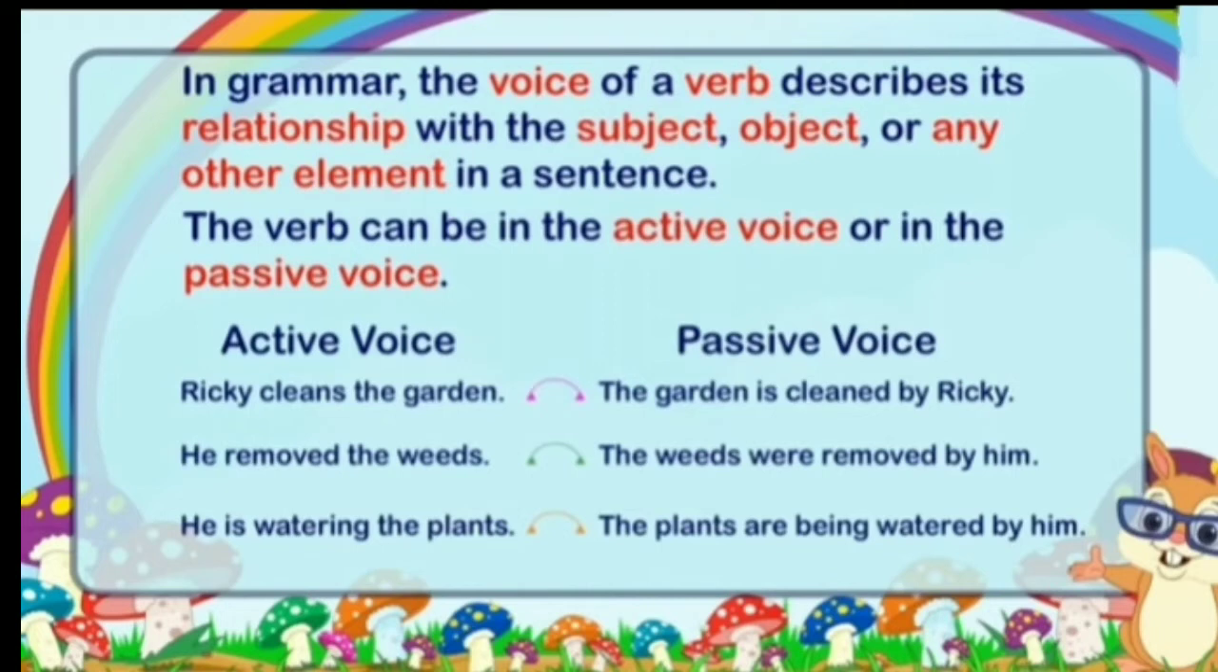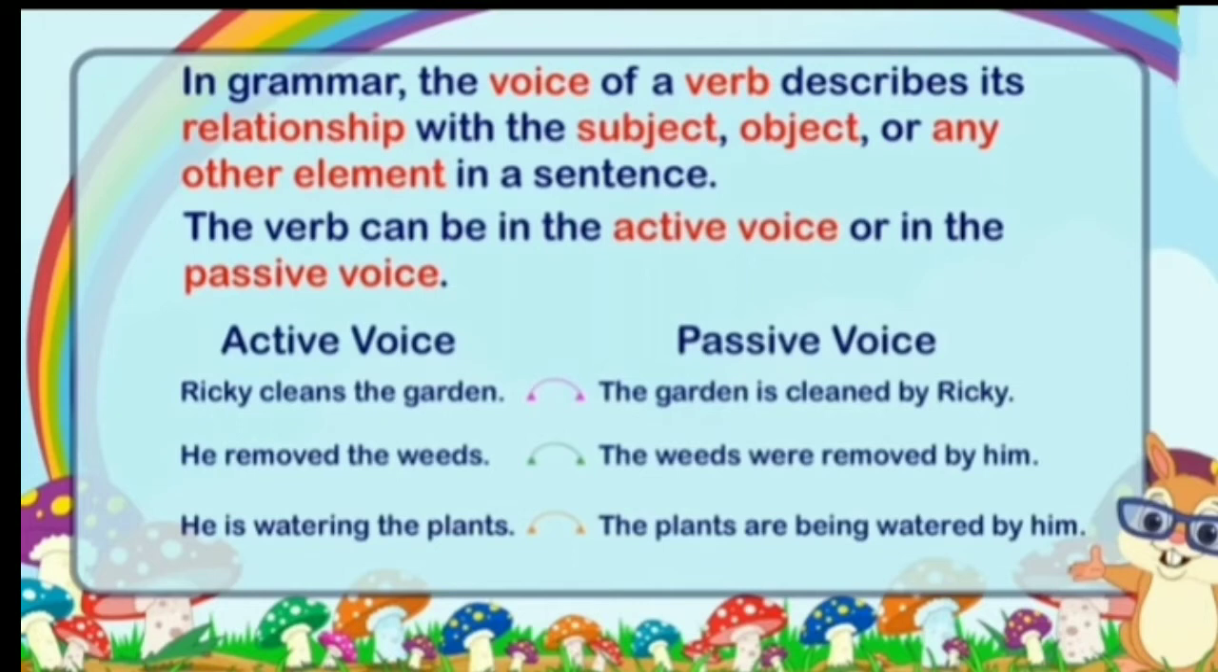Let's look at these examples. Ricky cleans the garden. It is in active voice. Now, if we want to say it in the passive voice, the garden is cleaned by Ricky. Second, he removed the weeds. The weeds were removed by him. And he is watering the plants will become the plants are being watered by him. If you look at these sentences carefully and compare active and passive, you may find certain changes.